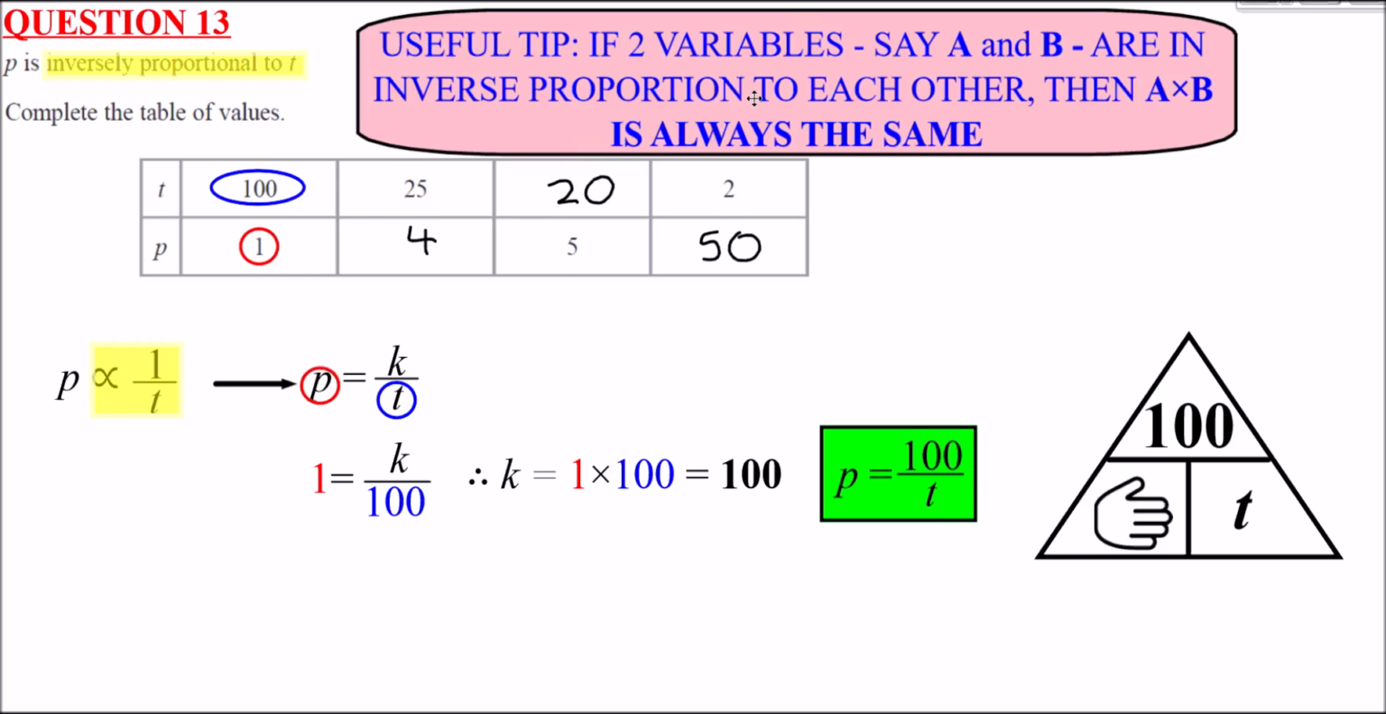This will always work, but just pay some slight attention if, for example, you've got p inversely proportional to t cubed. If p was inversely proportional to t cubed, it wouldn't be that p multiplied by t is the same. It'd be that p multiplied by t cubed is the same thing. So it will always work, but just take care when using it.